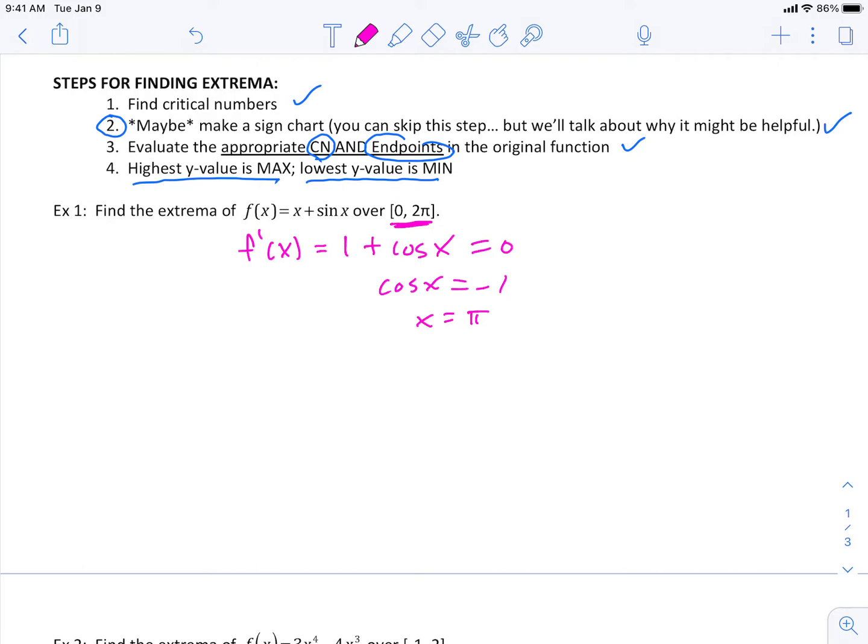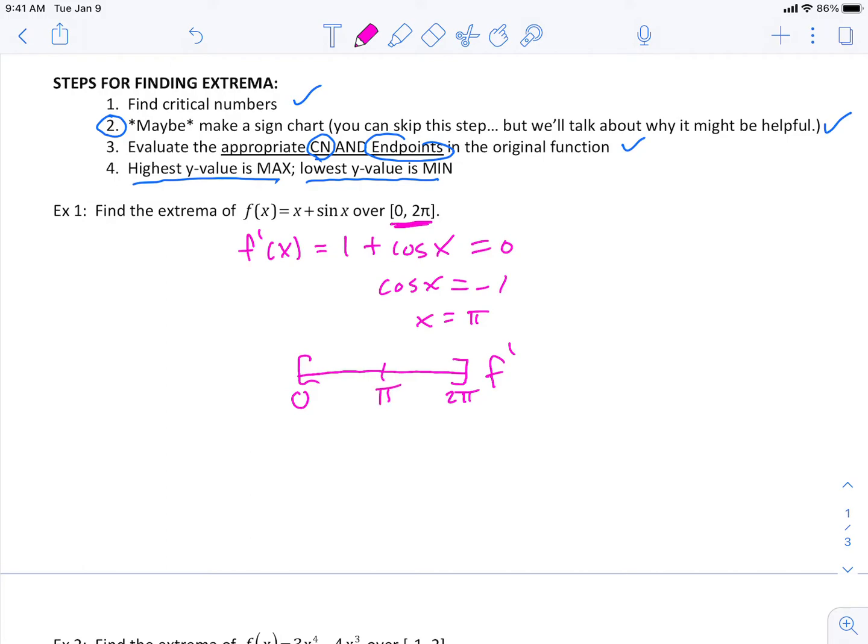So that's good. And so now we're going to do our sign chart. Again, maybe you want to skip this, but I'll show you why it's not a bad thing to do. So here's f prime. And actually, since we are closed, let me change my number line to closed instead of infinite. And I'll put the endpoints, 0 and 2 pi on the ends. And now all the critical numbers, in this case just one of them, and I'll just go in between.